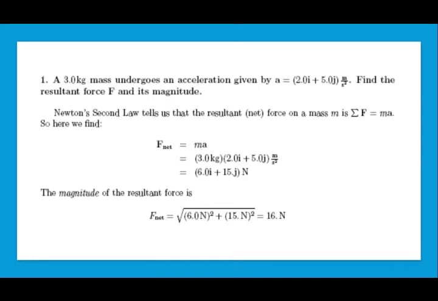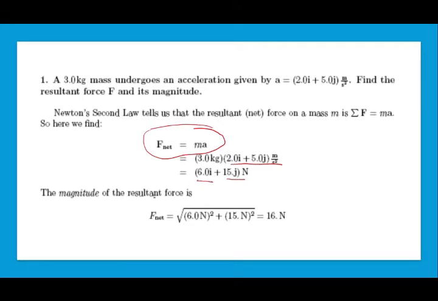Take note that Newton's second law is force is equal to mass times acceleration. And this is the value of your acceleration. So, what you will do is just multiply mass and acceleration in vector. So the final answer is 3 times 2, it becomes 6i, then 3 times 5, it becomes 15j. So the answer is 6i plus 15j.